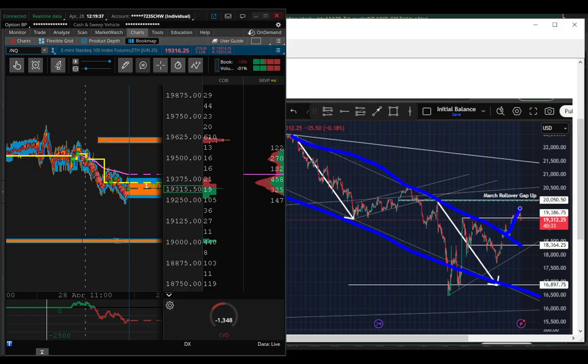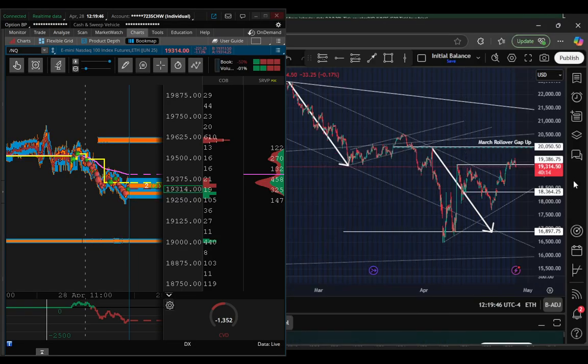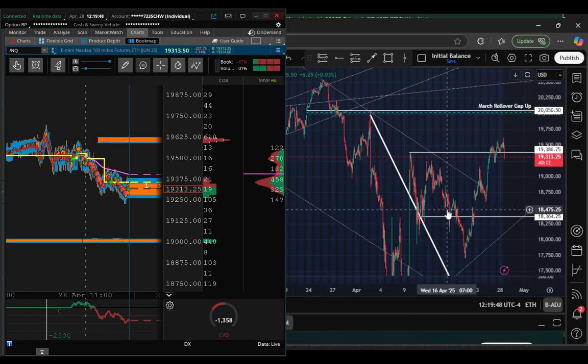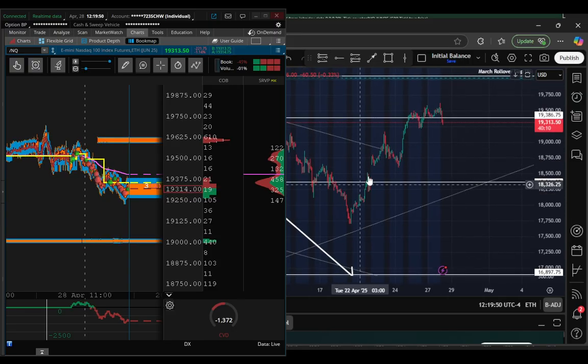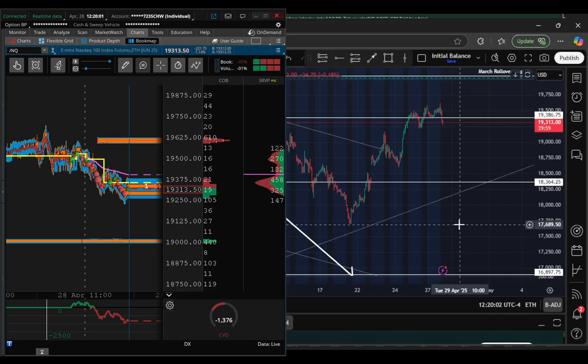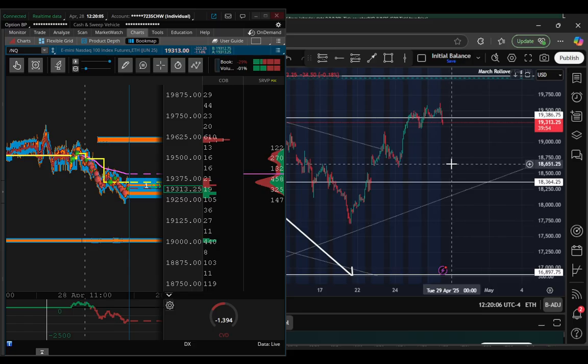What did we do? We broke it. What do we got to do? We got to come back and retest it. What else do we have here? The area here. We have a gap that might fill down here. I am bearish, and I have been bearish all the way on these moves up. I'm looking to come all the way back down, retest this 18,360 level, as well as the 17,700-ish. That's what I'm looking for. I want to see this gap get filled.